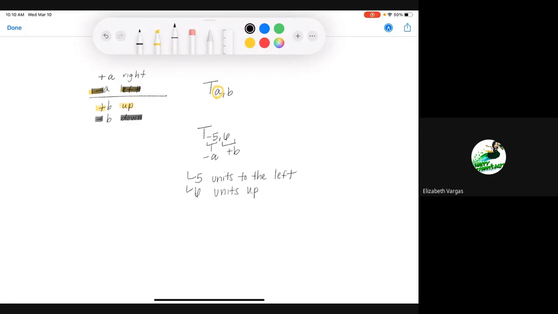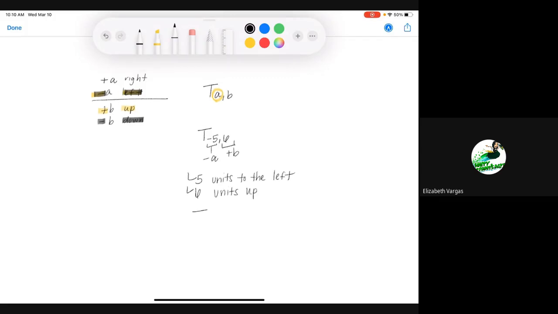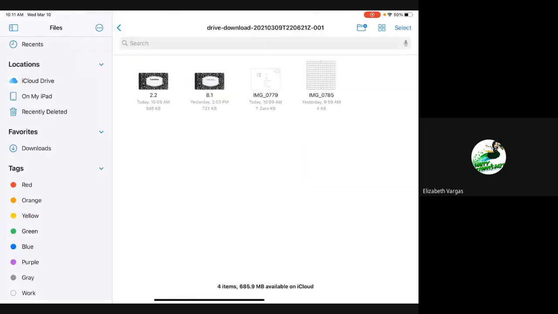Okay. One more example, say I have T, 1, and 3. Well, here I have a positive A, so I move 1 unit to the right. And a positive B means I move up, so I move 3 units up. So 1 unit to the right, 3 units up. That'll be that translation. Okay. Are there any questions about this? Questions, concerns? Okay.